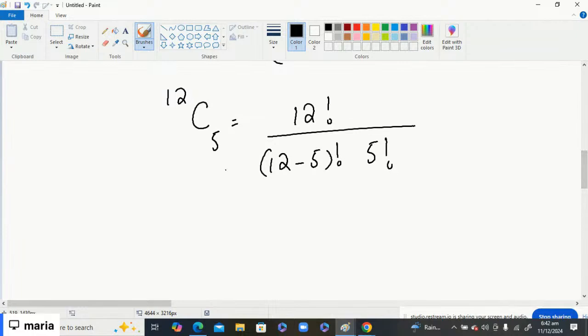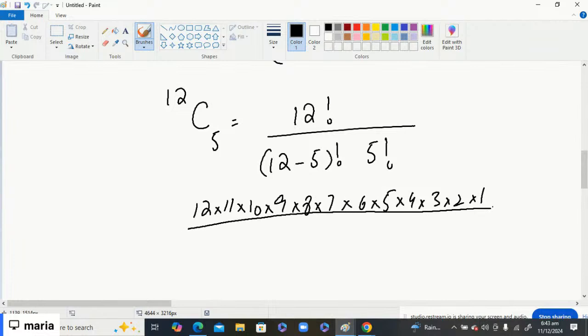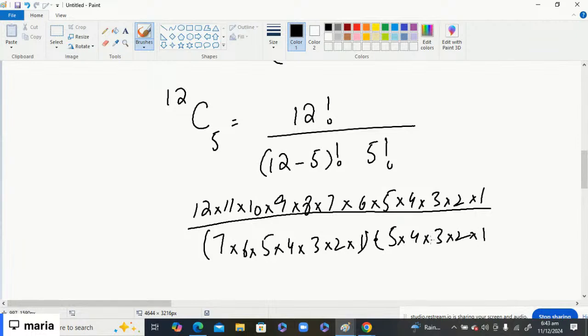Okay, so the 12 factorial is 12, 11, 10, 9, 8, 7, 6, 5, 4, 3, 2, and 1. 12 minus 5 is 7, 7 factorial, 7, 6, 5, 4, 3, 2, and 1. And 5 factorial is this in the bracket, 5, 4, 3, 2, and 1. These cancel. Remaining, 7 and 6 also cancel. You're going to multiply 12, 11, 10, 9, 8, and then multiply 5, 4, 3, 2, 1, and write their answer here. This is the way that we get it in nCr.